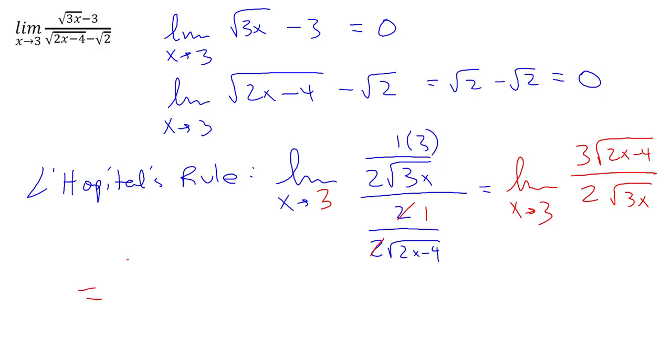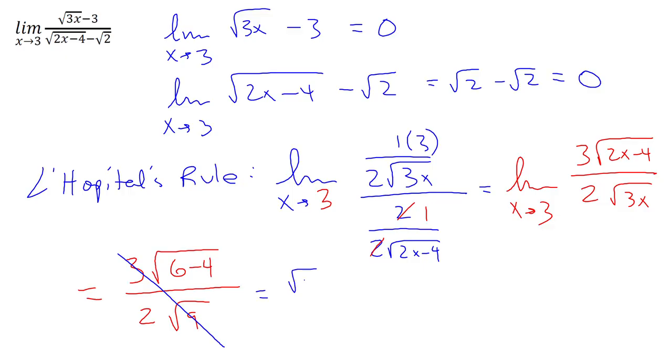So now as we evaluate that, we've got 3 times the square root of 2 times 3, which is 6, minus 4, over 2 times the square root of 9. Well, the square root of 9 is 3, so those will cancel, and we just get root 2 over 2. And that is our final answer, and that is the end of our walkthrough for L'Hopital's rule.